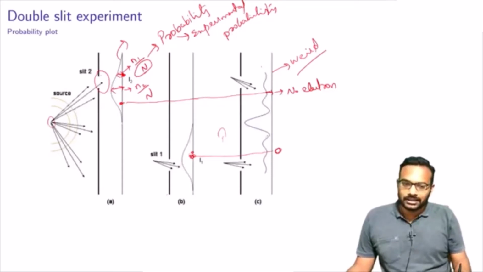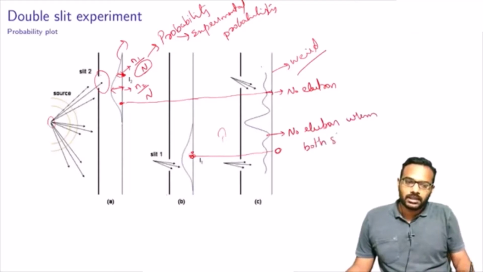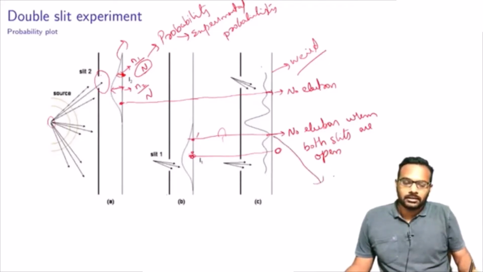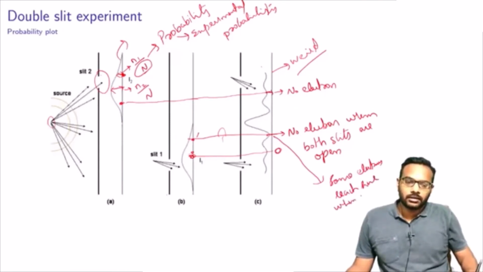The dramatic thing is that the points of zero intensity, or the points where there are no electrons, for example this point, have no electrons when both slits are open. But if only slit 1 was open, there were some electrons that reached here. We are talking about the same point on the screen, when only one slit was open.